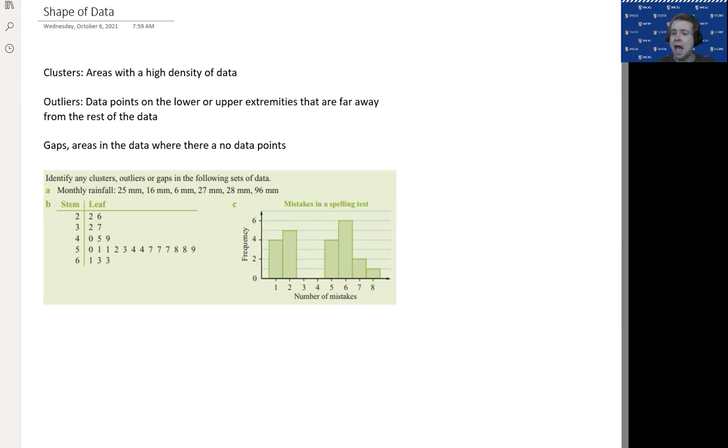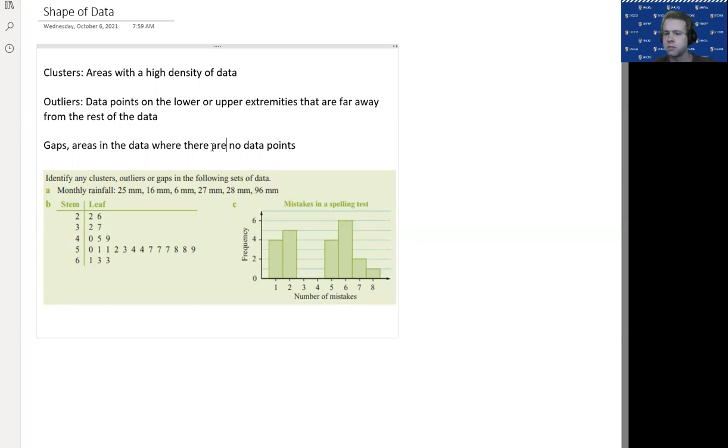An outlier is on either the lower or the upper end of the data set, and those outliers would be far away from the rest of the data. So we see those as data points that aren't typical of the behavior of the rest of the data. They kind of do their own thing. That can sometimes be caused by various things, but outliers can be the cause of lots of interesting discussion about why they are there. So gaps are areas in the data where there are no data points.